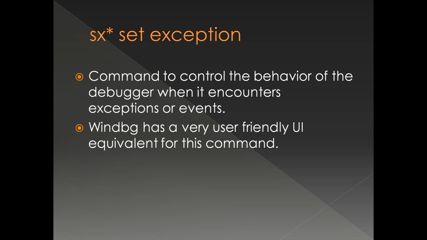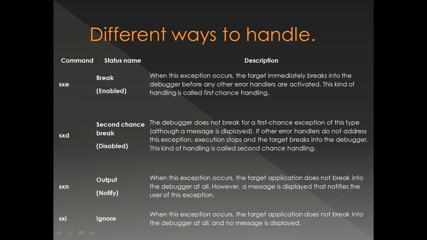If you want, you can explore other events as well. Now, how do you control exceptions from the debugger? We have the command called set exception, or SX. Just like in the case of breakpoints, we have enable, disable, etc. WinDbg has a very user-friendly UI for this command, so in the demo we will be using the UI rather than the command itself. These are the different ways we can handle an exception or an event. The first one is break into the debugger: whenever that exception happens, say access violation, always break into the debugger.